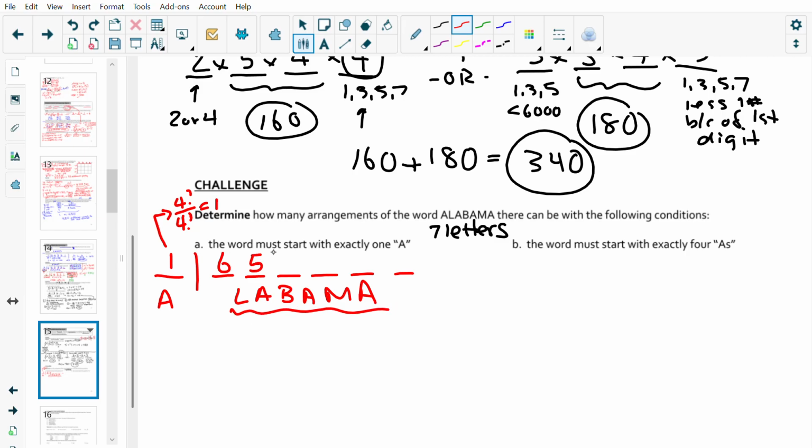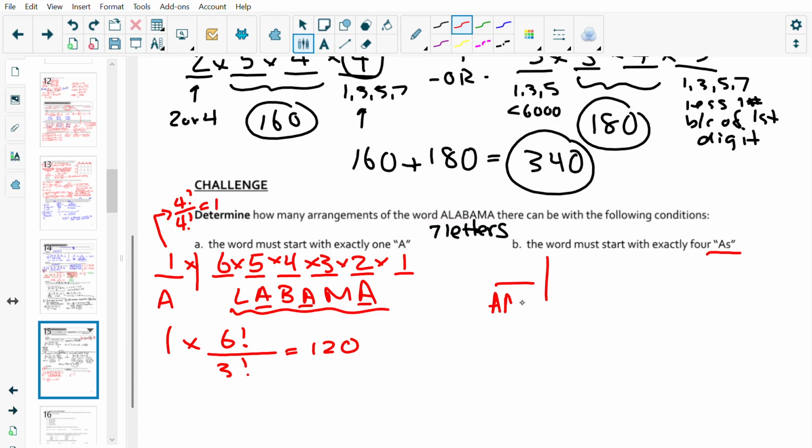Okay, and then arranging these letters, 6 times 5 times 4 times 3 times 2 times 1. But be careful, I have 3 A's, so let's write this out. So 1 times 6 factorial, but I have 3 A's, so that's divided by 3 factorial. Do the math there, I get 120 ways.